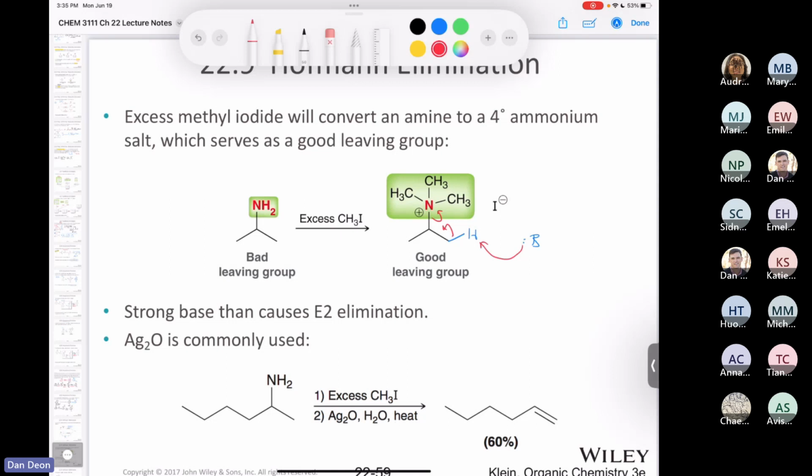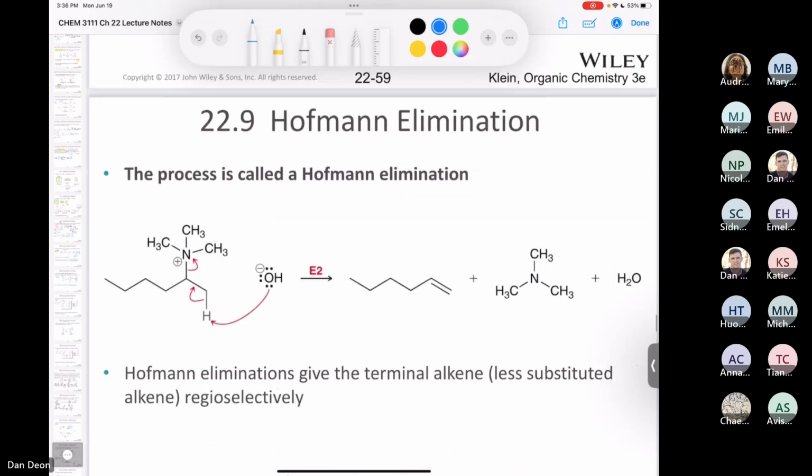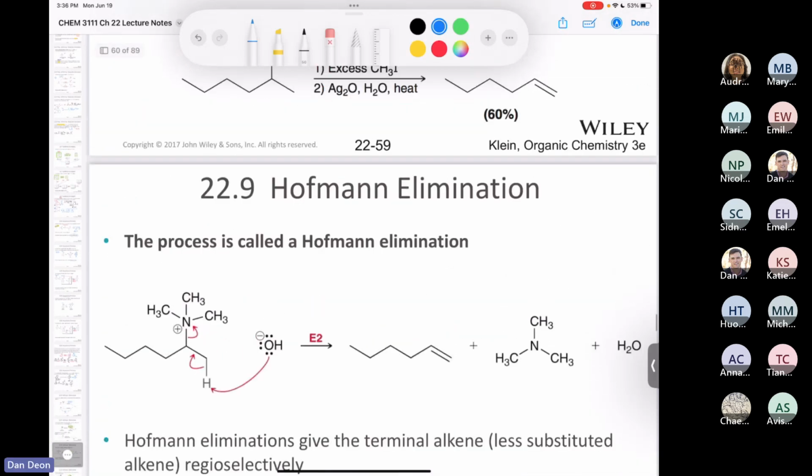The thing is, the base that's used is not things like DBU, DBN, t-butoxide, sodium methoxide, or sodium hydroxide. The only base we use, the only time this ever comes up in this class, is silver oxide. There's a good reason for that: you end up forming silver iodide as a precipitate, and I'll talk about that maybe more next class. But anyhow, silver iodide precipitates out of the reaction mixture, and it helps drive the reaction forward. So you need silver oxide and water.